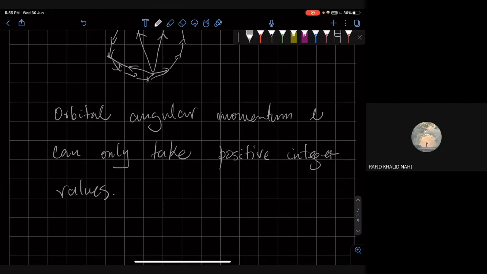Sir, can S take both, like half? Yeah, S can take both. Because only L has this connection to a translation around a circle. Okay? This is very simple, but very non-trivial, okay?